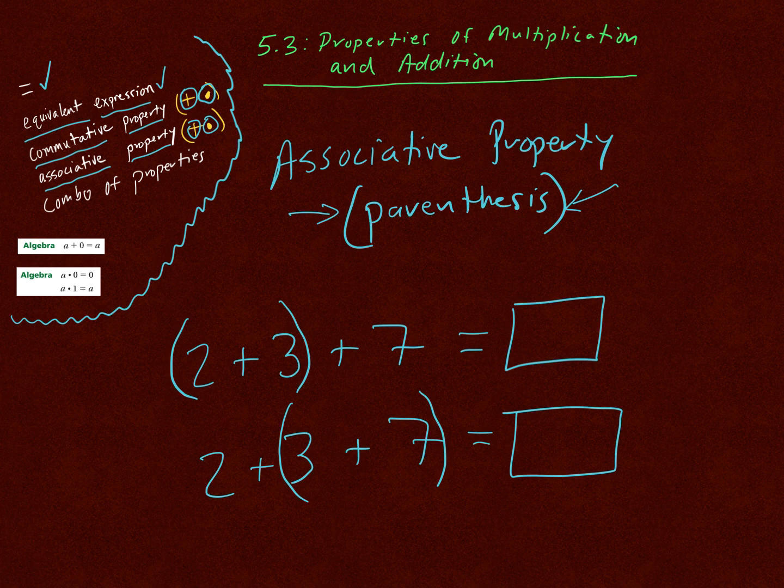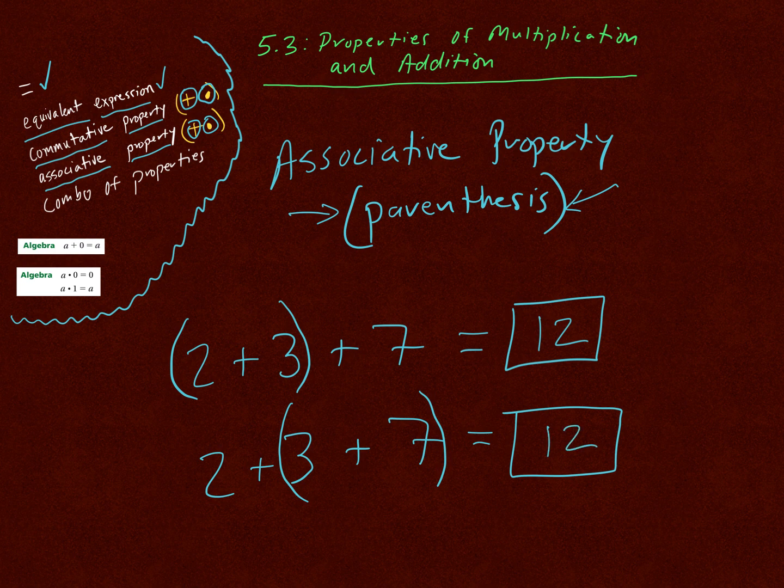Using order of operations, PEMDAS, I'm going to have to look at parentheses first. I do the math inside the parentheses first. So 2 plus 3 is 5. And then 5 plus 7 will give us 12. Down here, I would do the inside of the parentheses first because of order of operations. So 3 plus 7 is 10, then plus 2. 10 plus 2 is also 12.